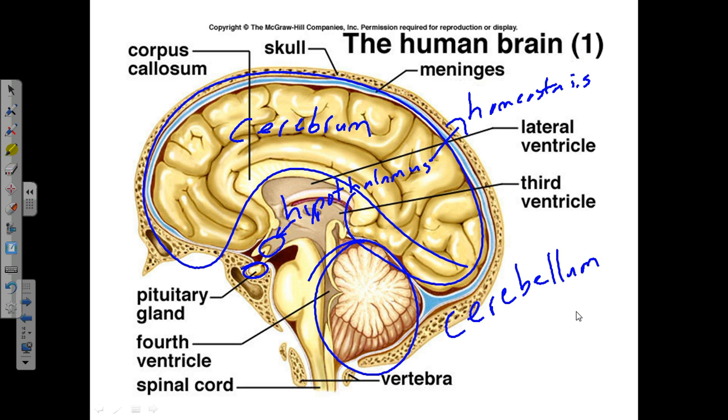This whole part of the brain right here is called what? The brainstem. It's made of the medulla and the pons and some other parts. But mostly it controls what kinds of things?